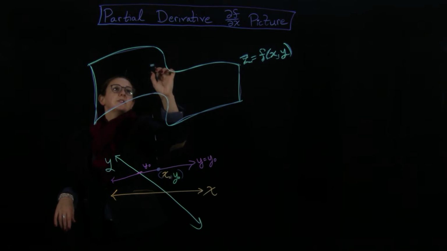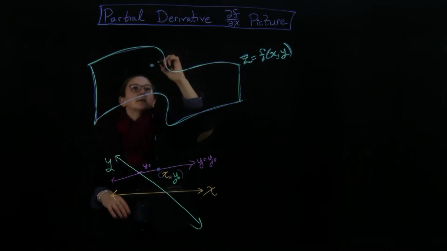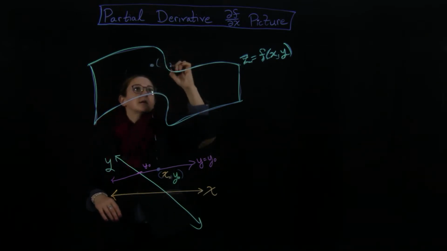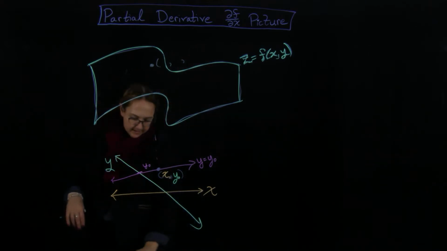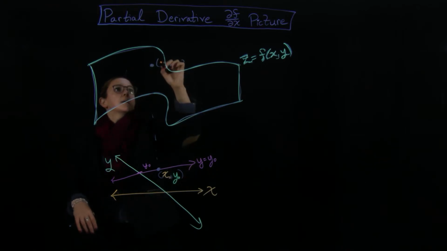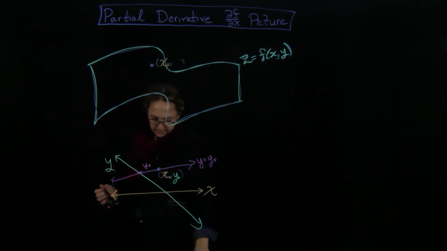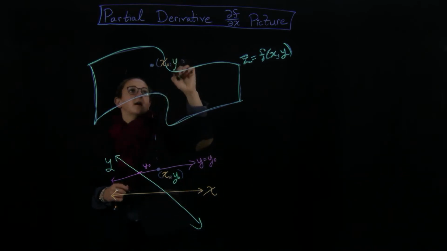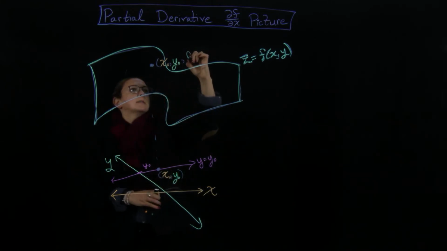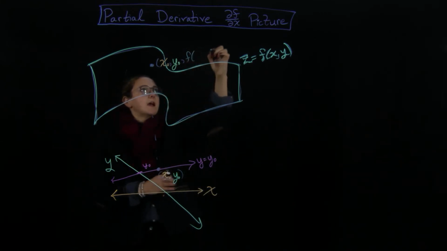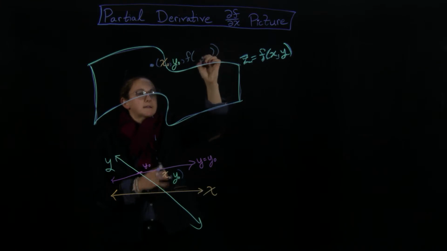So the coordinates of this point are going to be, so I have x naught, and then the coordinate y naught. And then that has to go into my function. So this z coordinate is going to be f of x naught, y naught.